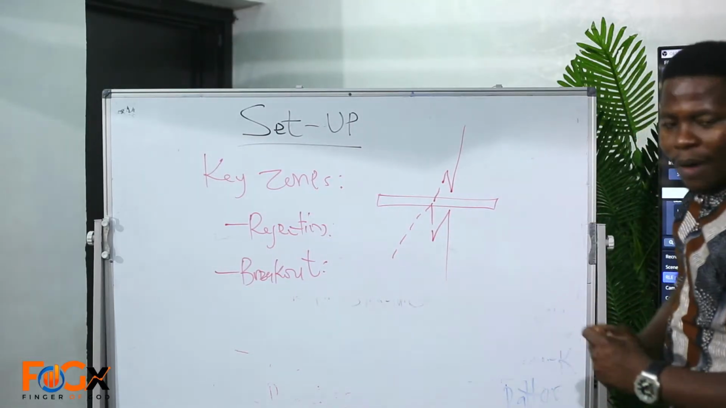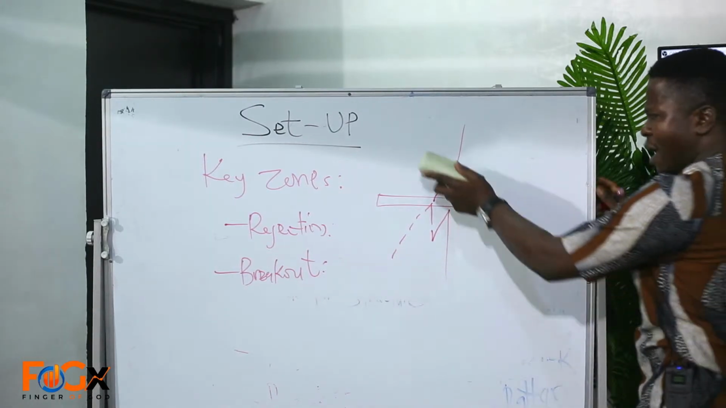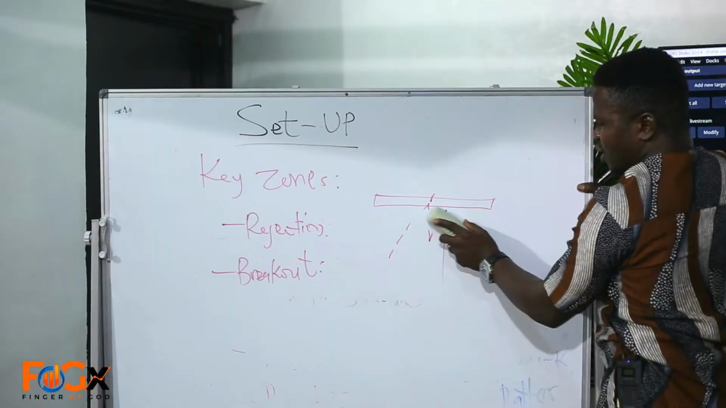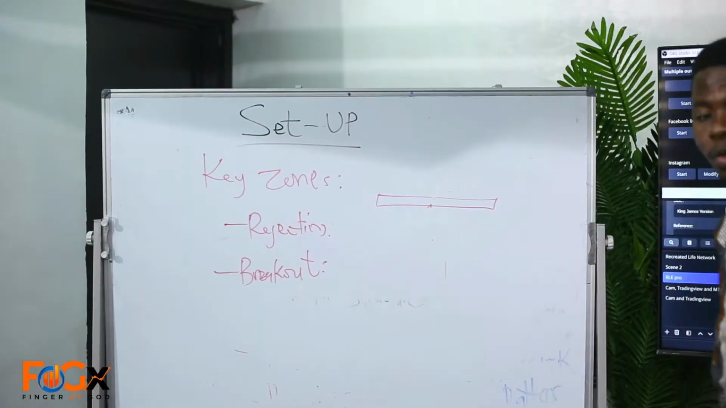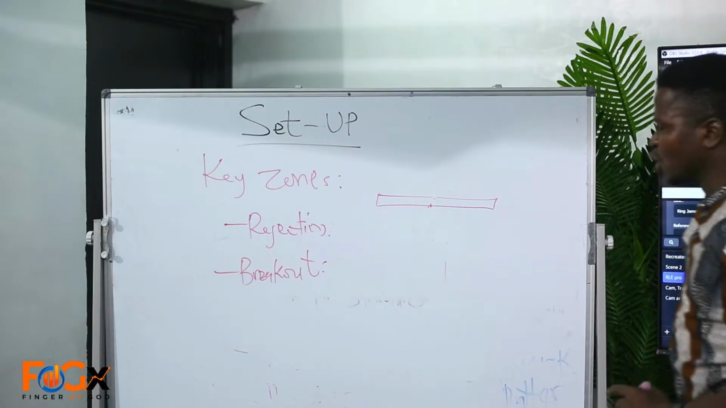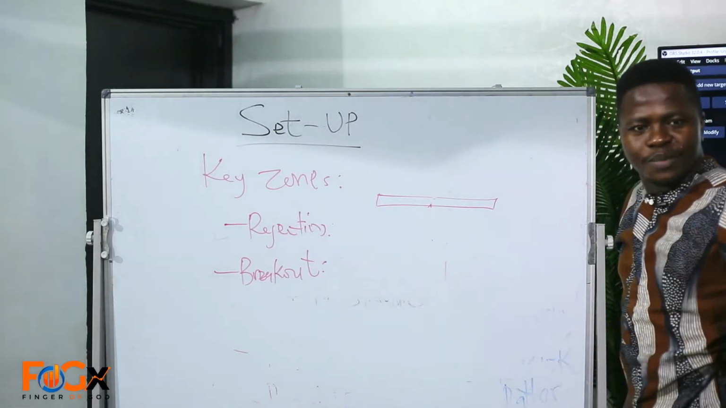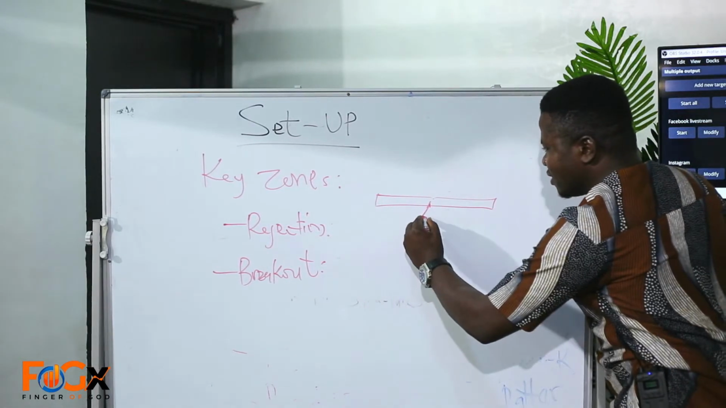Now, this is how to approach it. You mark your key zones. That will determine what you are going to do. And I said there are two things that will happen in this zone. A rejection or a breakout will happen at this key zone. Now, if it's going to be a rejection, see what is going to happen. Price will get here and then it will reject.